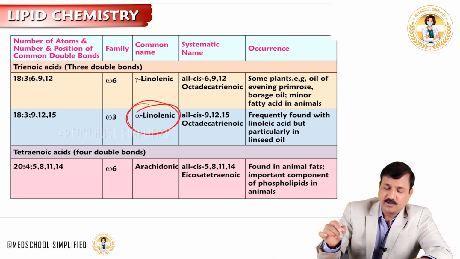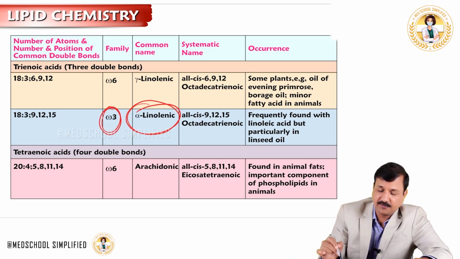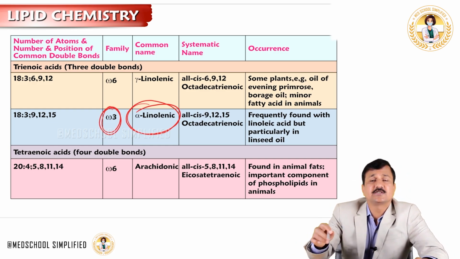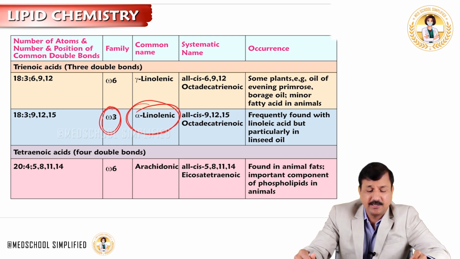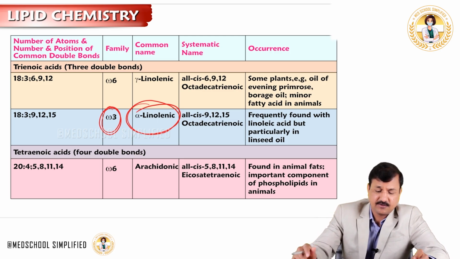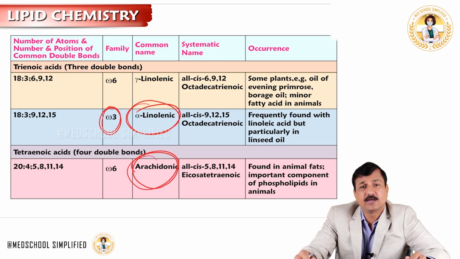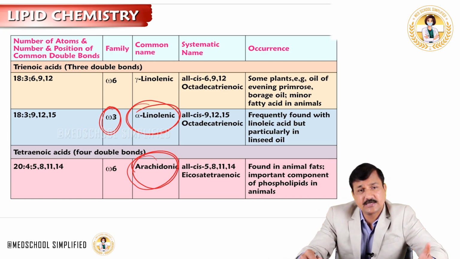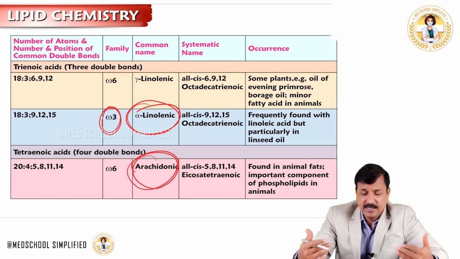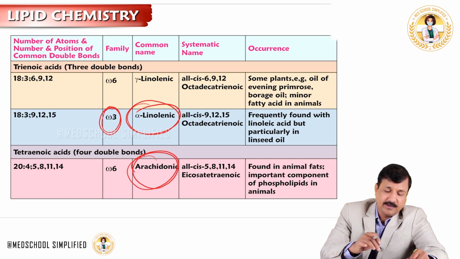Linolenic acid, alpha linolenic acid, is another essential fatty acid which belongs to the omega-3 family of fatty acids, which is essential for us for all the anti-inflammatory mediators, pro-resolving agents that we need. Arachidonic acid we can get from linoleic acid in our cells. Whenever we consume linoleic acid, it can be converted into arachidonic acid and it will become part of our cell membrane, and that will help in formation of prostaglandins in our body.